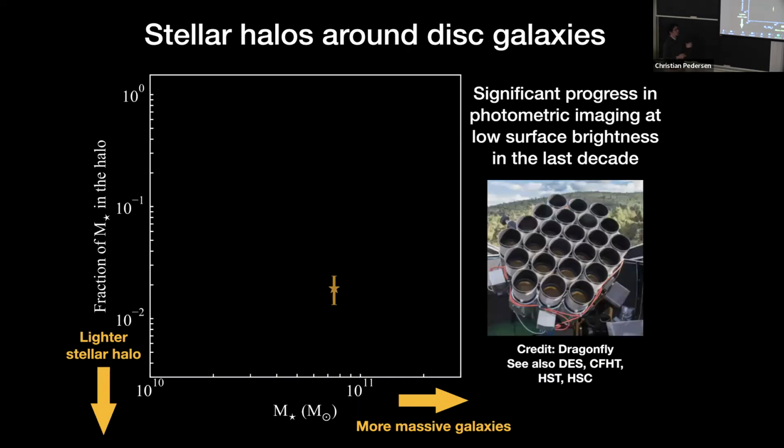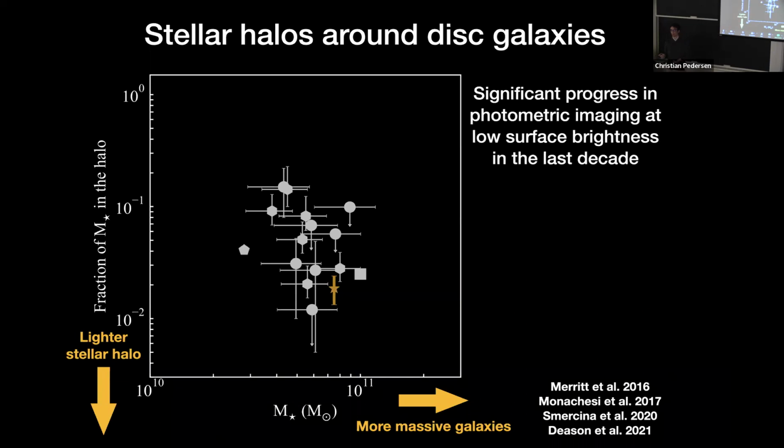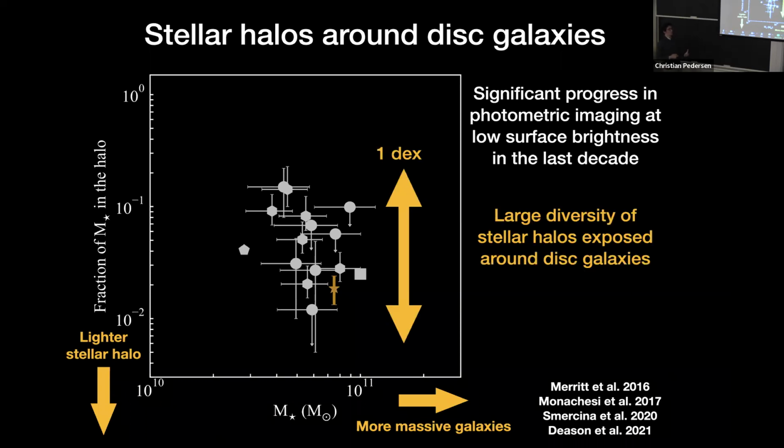That's because there's been a revolution in the last decade in the quality of photometric imaging at low surface brightness. This was primarily driven by the Dragonfly telescope, but also some other cameras and some dedicated programs on HST. What happened is we went from this one data point until 2016 to suddenly a sample. It's a sample of 15, but it's a sample nonetheless. And what became very apparent quickly is that this sample, at a given stellar mass, exhibited a really strong diversity of stellar halos around similarly looking disk galaxies.